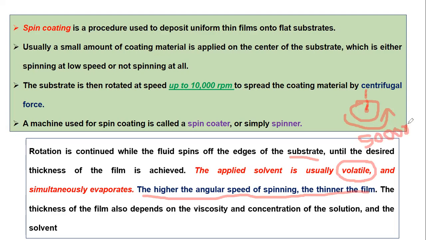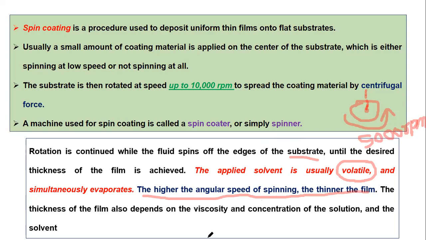If we decrease the rotation speed, the thickness increases. Thickness increases means that the lower the angular speed of spinning, the thicker the film, and the higher the angular speed of spinning, the thinner the film. If you enhance the rotation speed, the film can be made very thin.